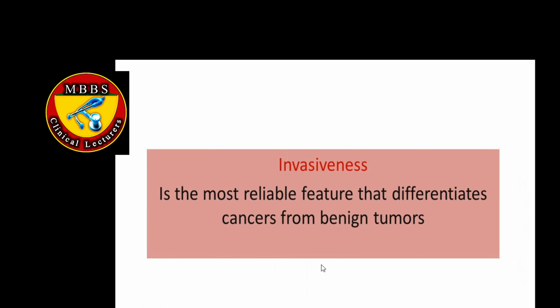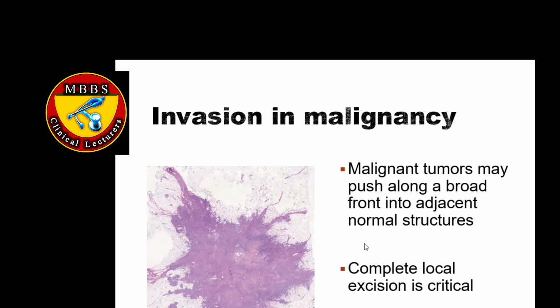Invasiveness is the most reliable feature that differentiates cancer from benign tumor. Very important point. Okay, invasion and malignancy. You can see this is the normal tissue and this is the tumor. Now see how it invades. It invades into the surrounding tissue. This is the best picture, I would say, to understand invasion of a malignant tumor.